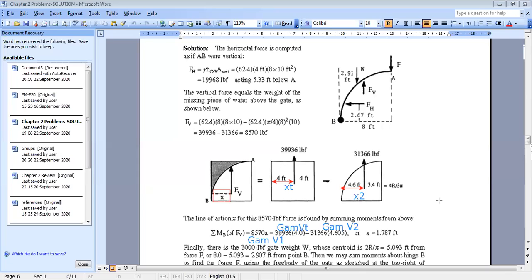Okay. Can you please repeat it? Yes. Concerning the point of application.